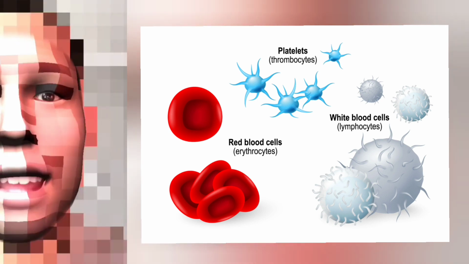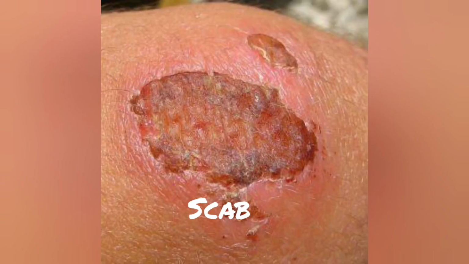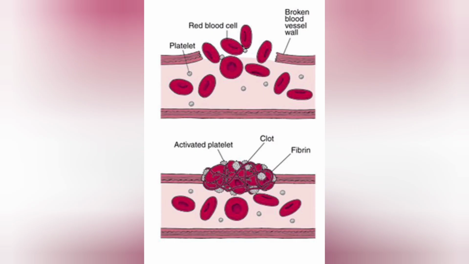What's the function of platelets? Let's say someone fell down and they bleed. So we call these wounds. But what will happen to these wounds after several days? Exactly. The wounds will turn into scab. But how does this happen? We will use these diagrams to explain.